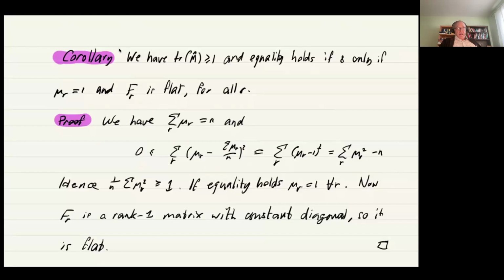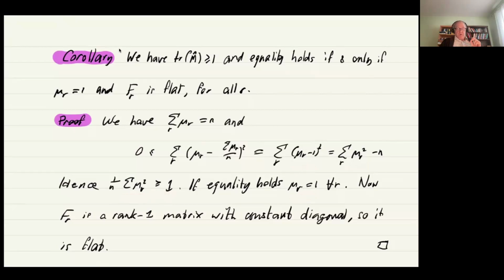Now, this is actually the variance of the probability density. It takes value mu r over n at the point theta r. On the other hand, the sum of mu r is equal to n, so this is the sum of mu r squared over n, minus 1, and when you expand that, you get that this is equal to the sum of mu r squared minus n. And so the conclusion is that this is at least 1. And if equality holds, then mu r is equal to 1.